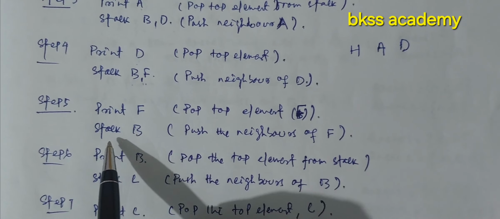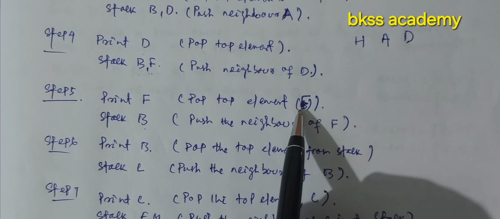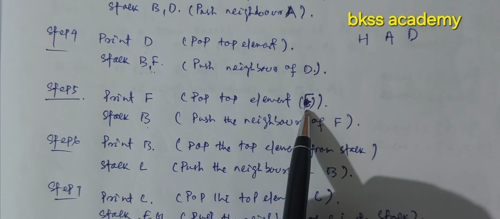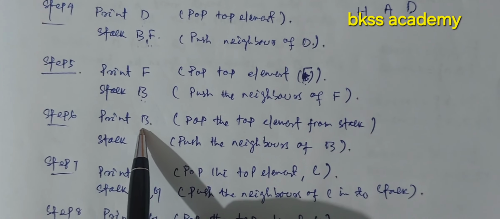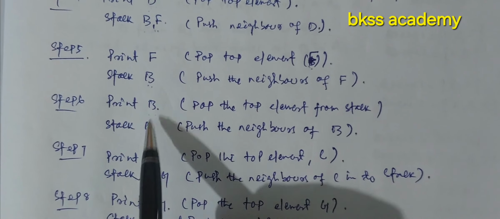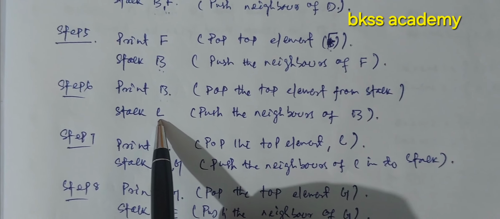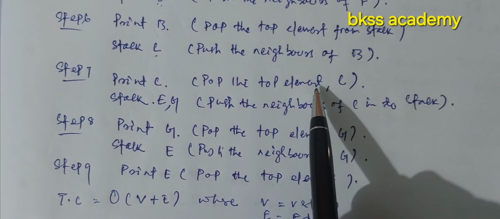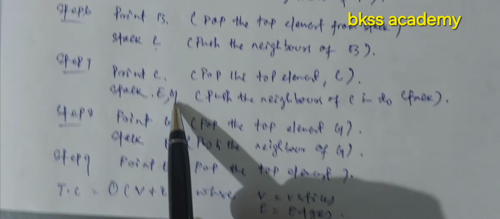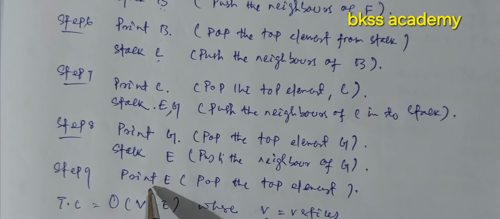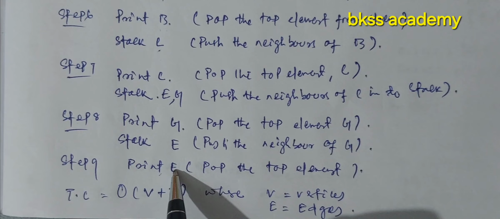Similarly, print F, and the stack will have only B, because F has no adjacent, no neighbor content. So B is the only element. Then B is the top element, so B will be popped. Then B has the adjacent element C. Then the top element C is popped. Then the adjacent of C is G. Similarly, in this way, the last element E will be popped.